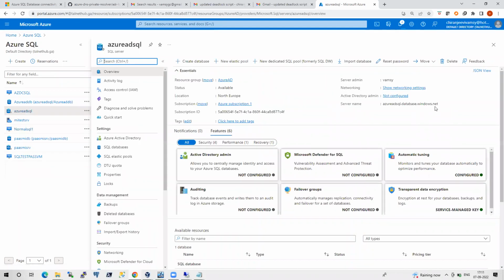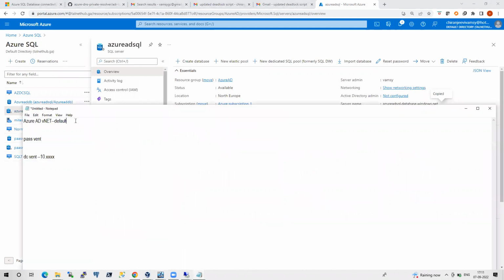Very, very important, guys. There is a lot of stuff on DNS that we need to work on. Of course, in real time, this will be taken care of by your teams, but here I have to do so many things.